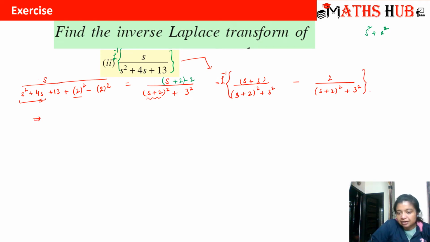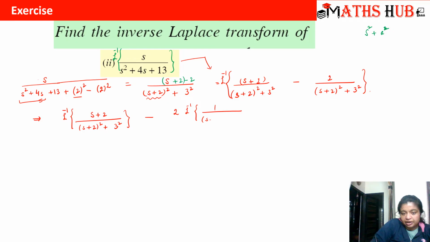So you can see that we can first apply the linearity property to split the terms. So when we apply the linearity property, we get Laplace inverse of s plus 2 upon s plus 2 square plus 3 square, the first term. In the second term, I can take out 2 common and I can get Laplace inverse of 1 by s plus 2 square plus 3 square. Right? Okay. Let us try to do this term first.